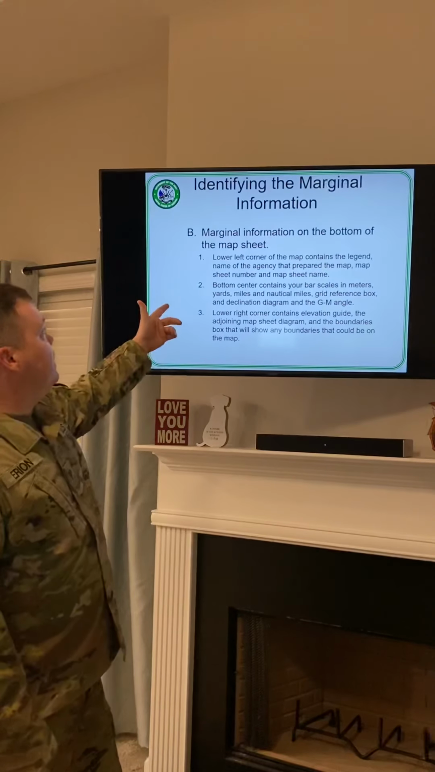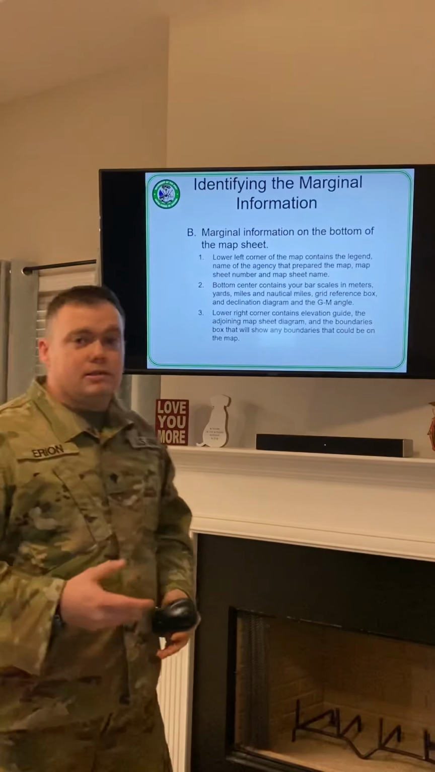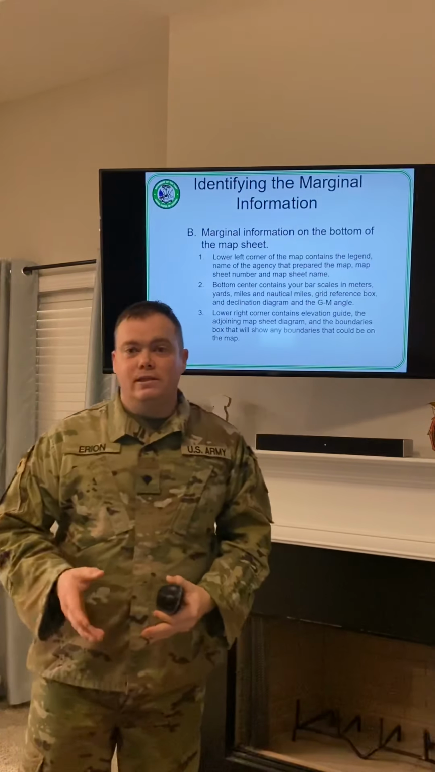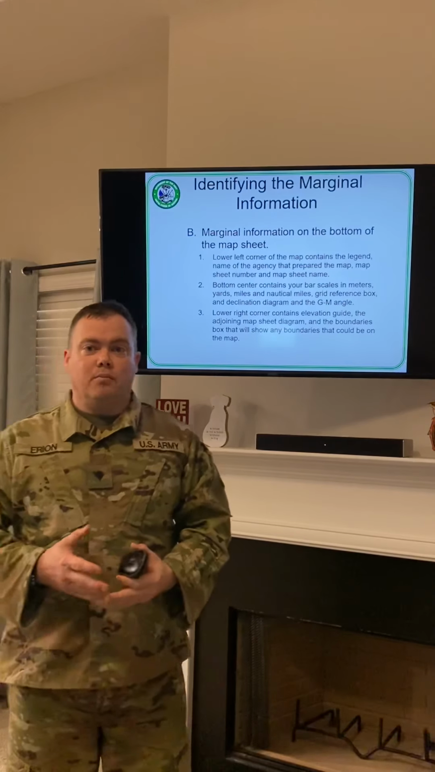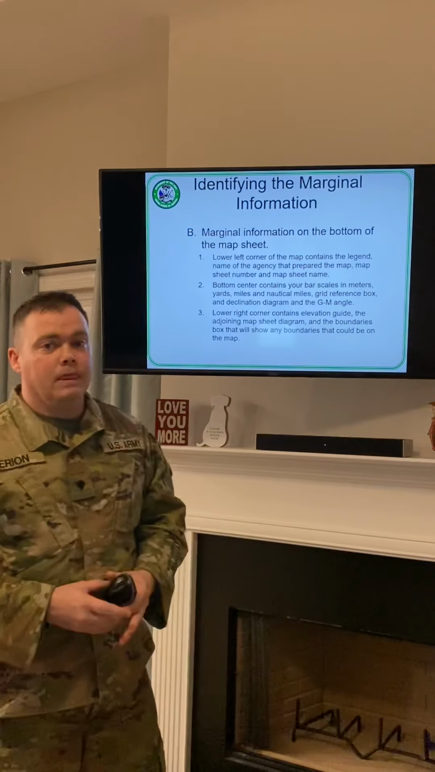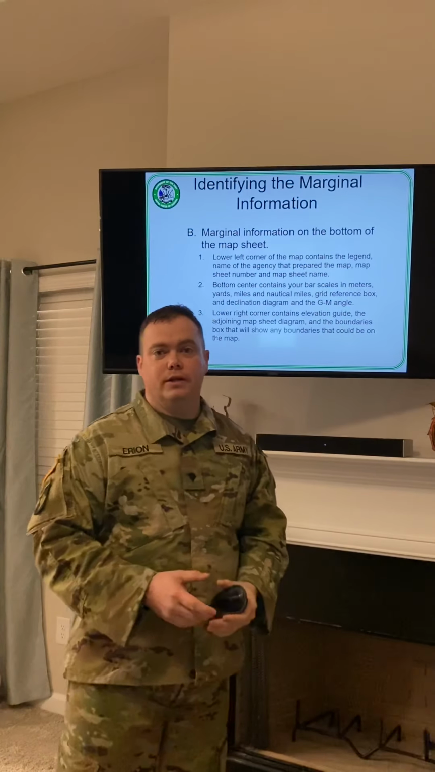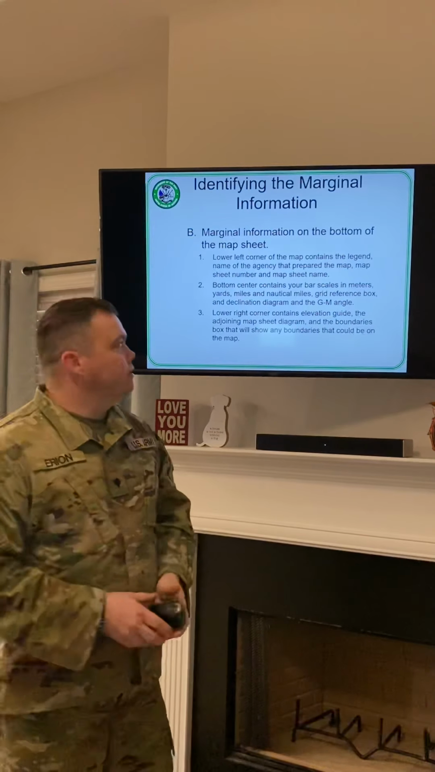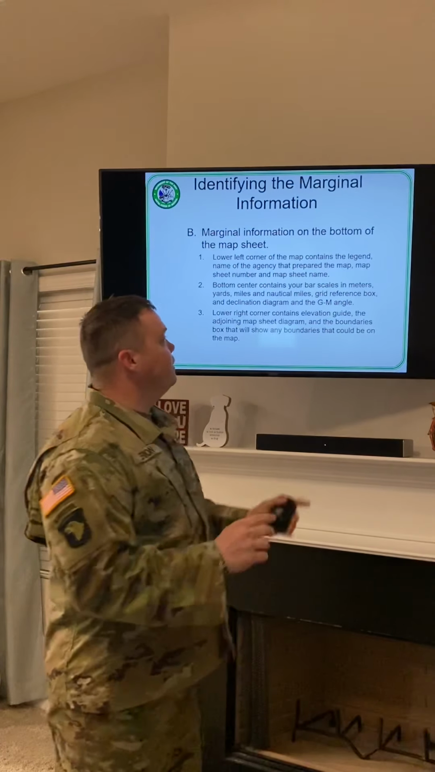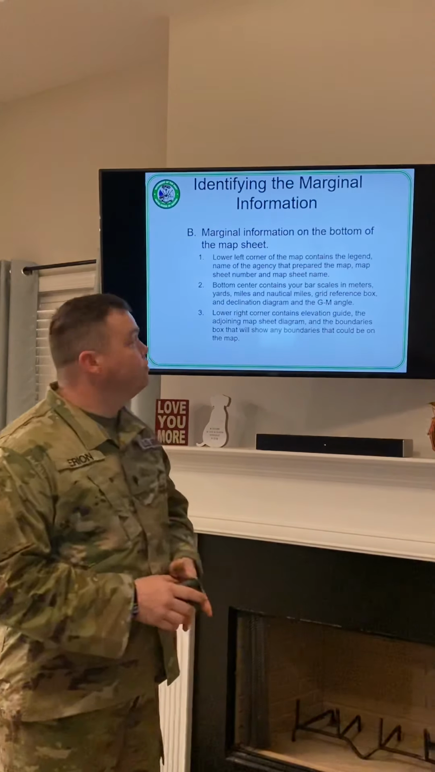And at the bottom of the map, you'll see the lower left corner contains the legend. This is also where you'll find the name of the agency that prepared the map, the map sheet number, the map sheet name. At the bottom, you'll see the scale, which as I was talking about earlier, you can get a piece of paper and get the scale and find out the measurements and the actual length or distance to whatever you're looking for.